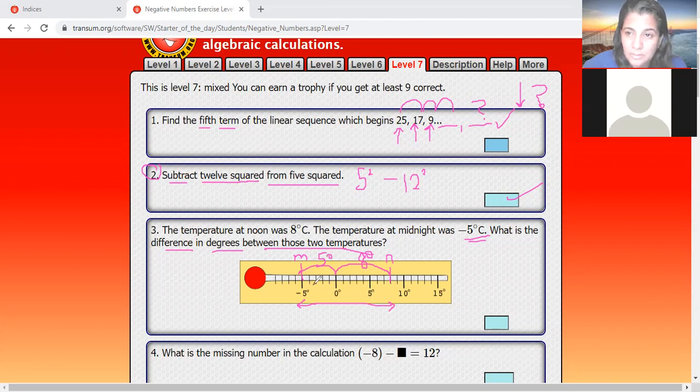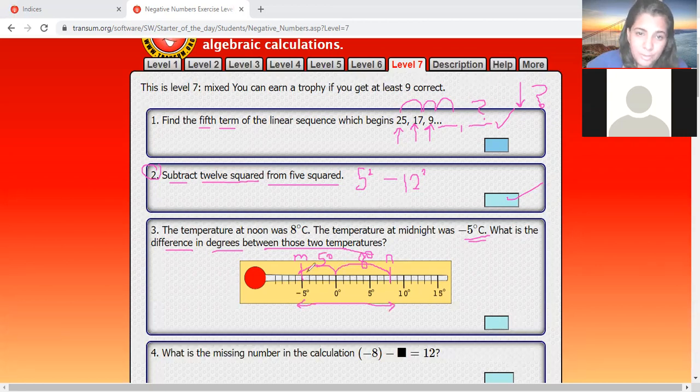How to solve 8AB? Where is that? Level 6. Oh, hold on. I have to screen share that. Okay, hold on. Let me finish this. Then I'll go to level 6.